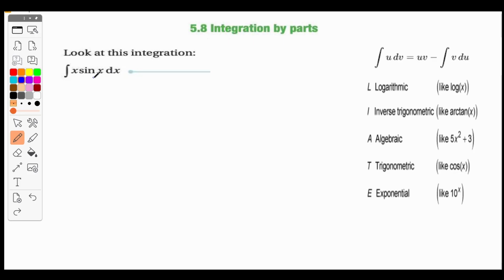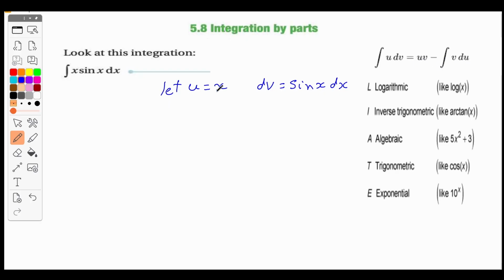So to start solving this integral, we say let u equals x, and the other part dv equals sine x dx. Okay, using this formula. See this formula? This formula is used to integrate any integral of a product of two different functions, like this one. So we say the integral of u dv equals uv minus the integral of v du.